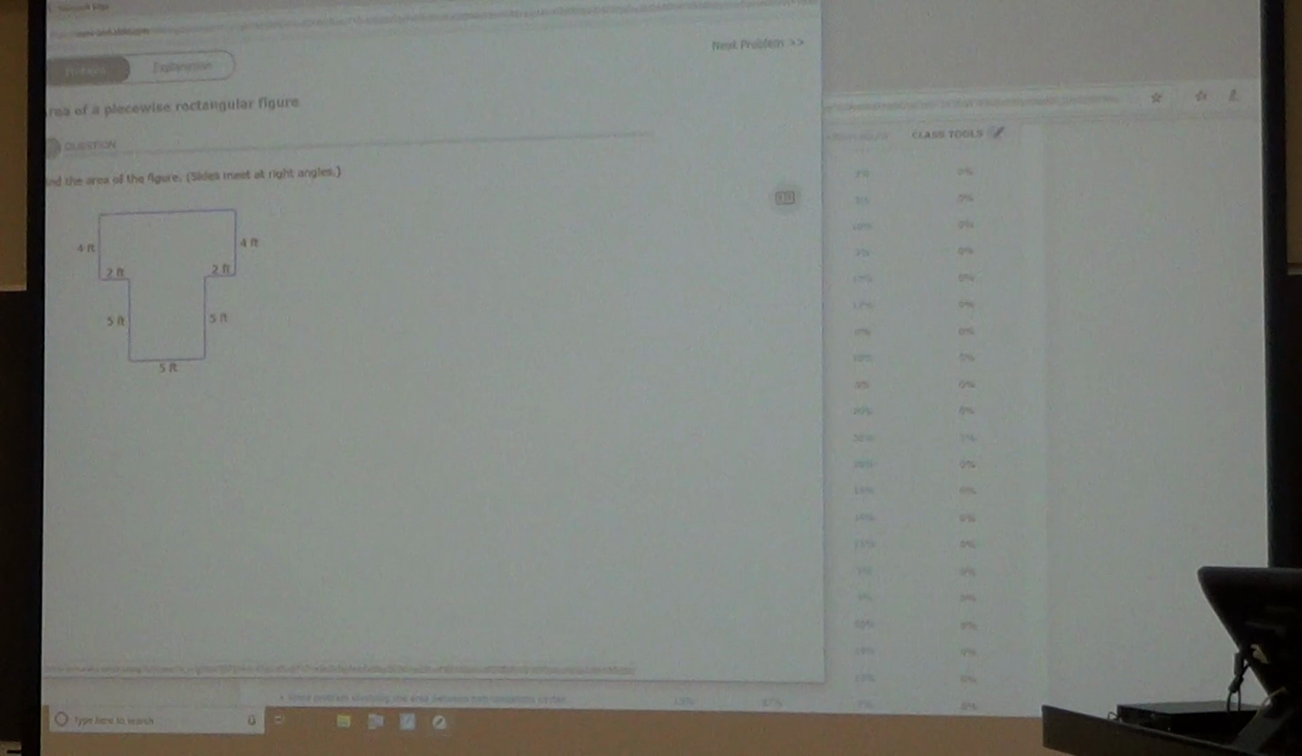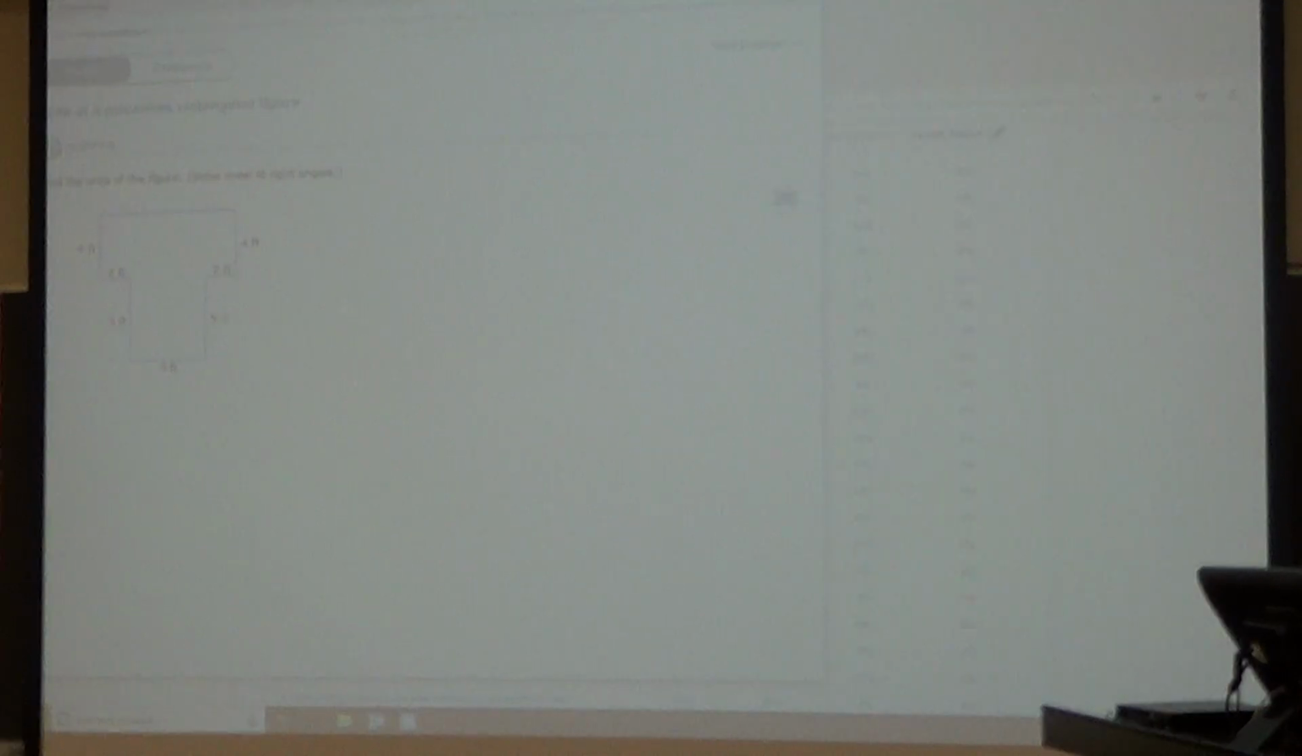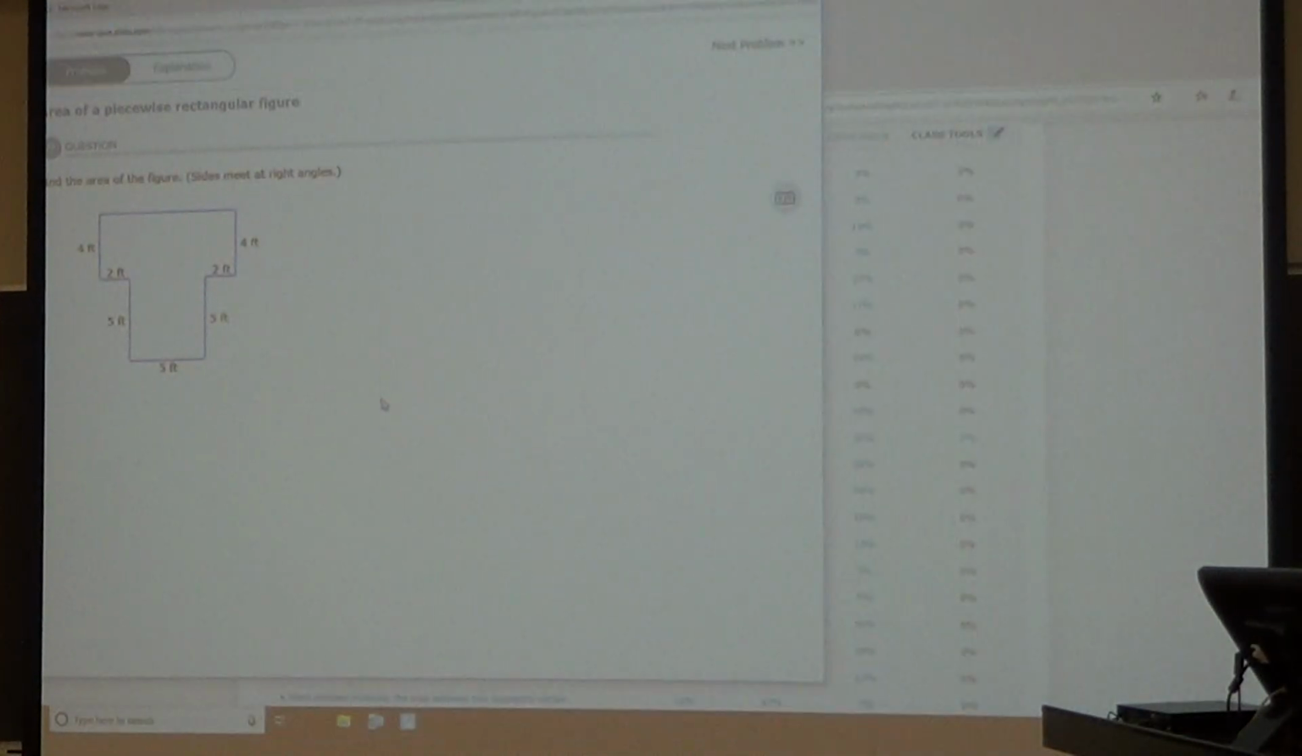All right, this is find the area of these shapes. One more. Come on. There we go. Okay.